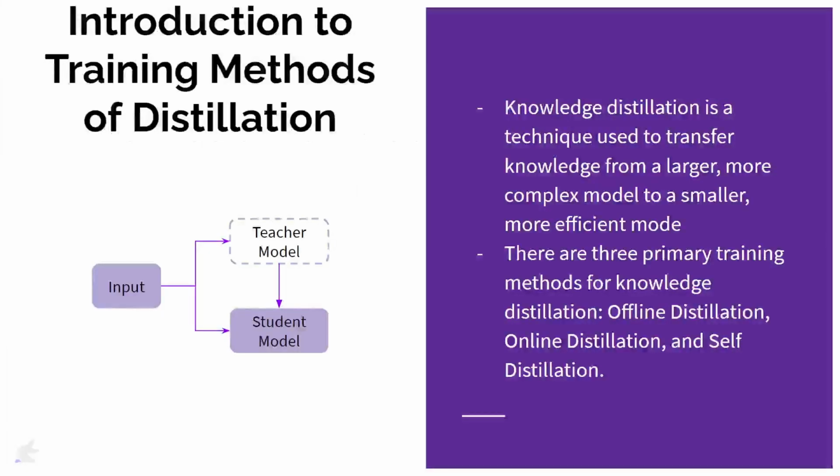Knowledge distillation is a powerful technique in machine learning that allows a smaller model to learn from a larger, pre-trained model. This process is particularly useful for deploying models in resource-constrained environments. There are three primary training methods for knowledge distillation: offline distillation, online distillation, and self-distillation.